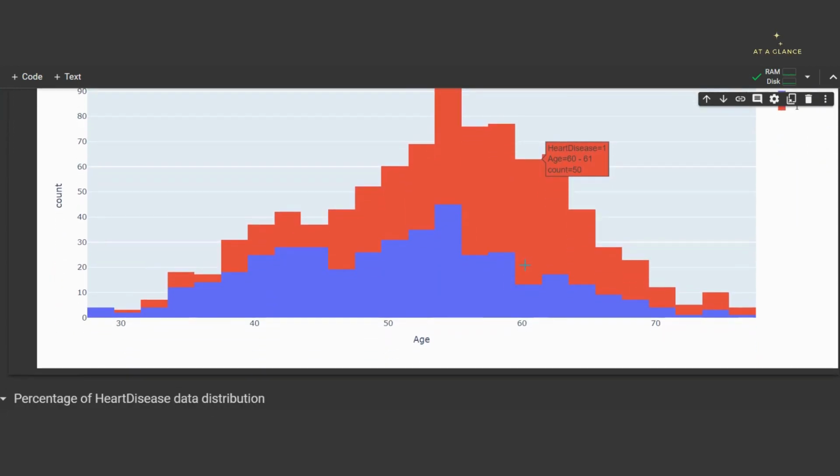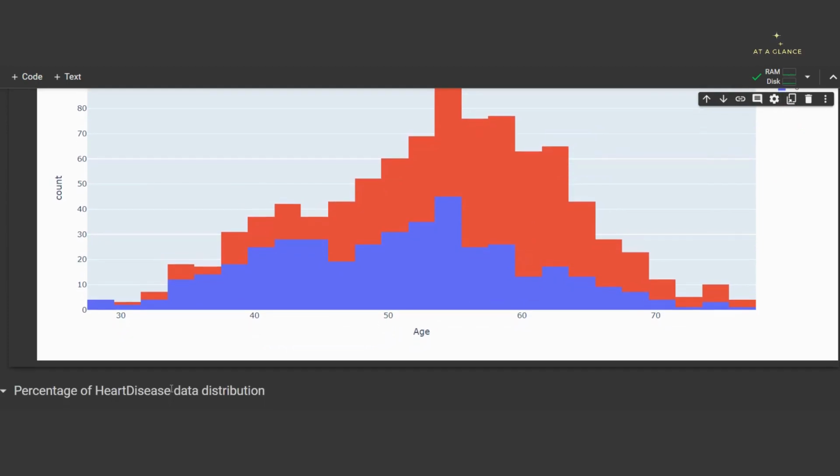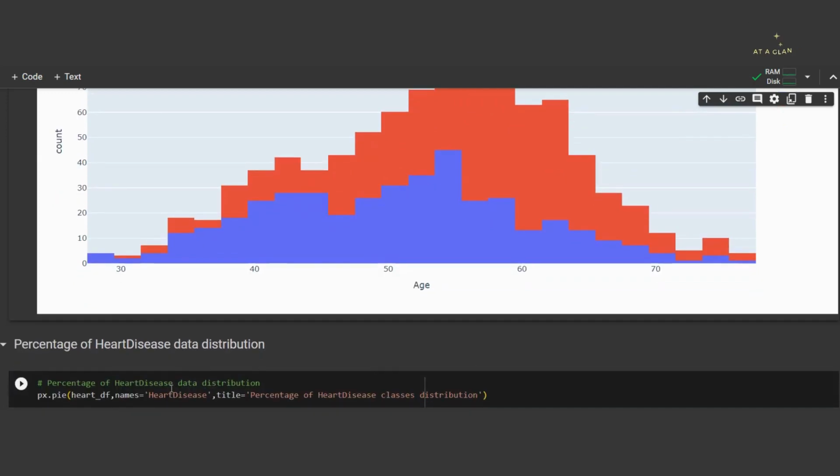Now let's see the distribution graph of percentage of heart disease. That means we are going to plot the pie chart. We are going to look how many values we are having where the heart disease is present and how many values are there where the heart disease is not present. So let's plot this pie chart.